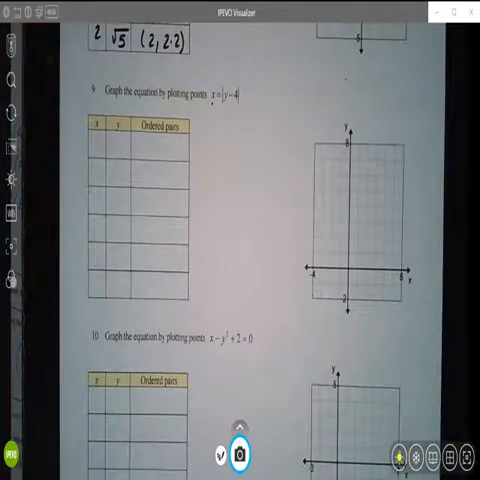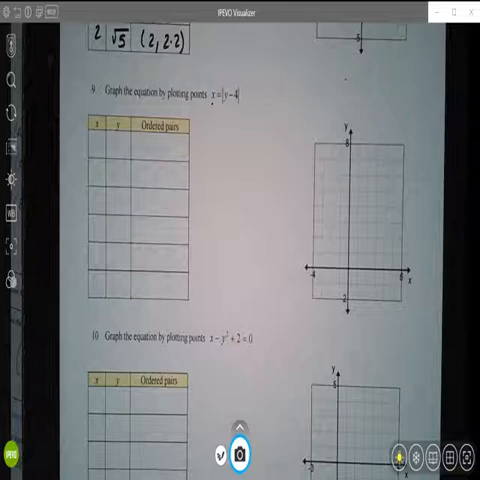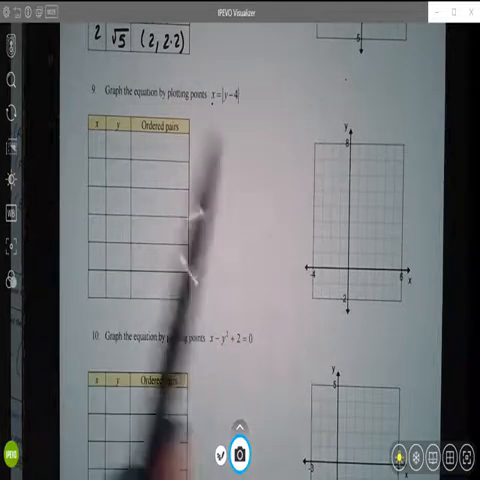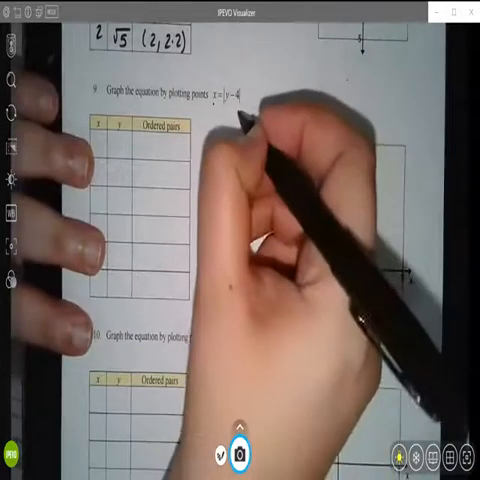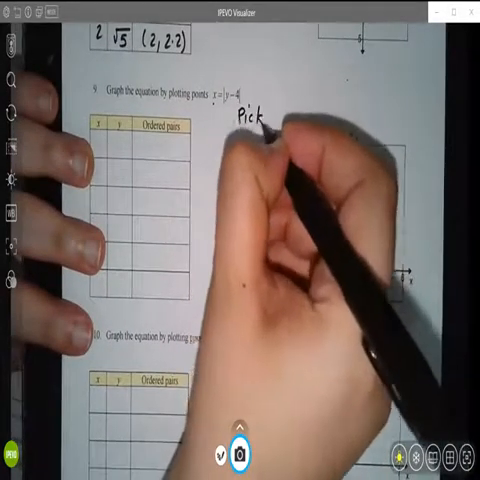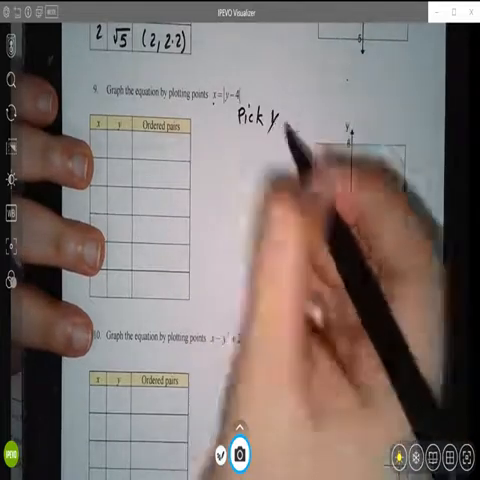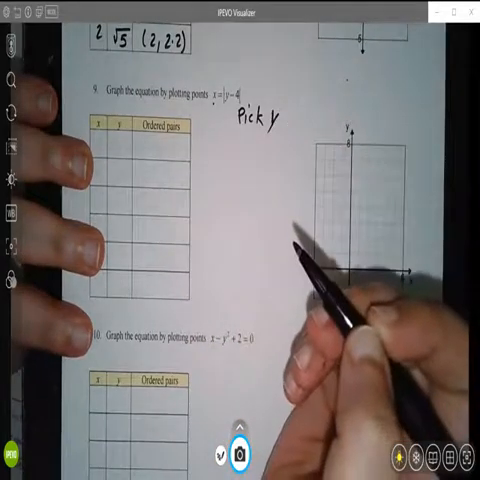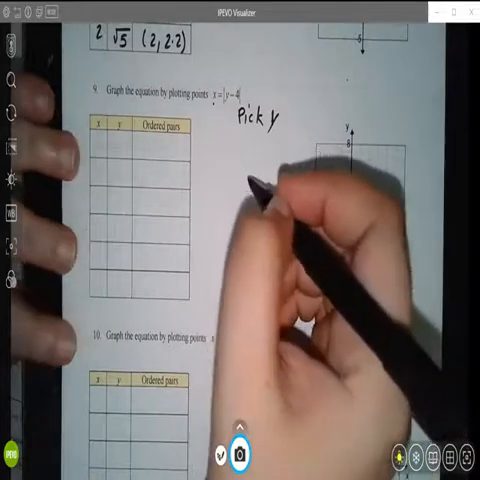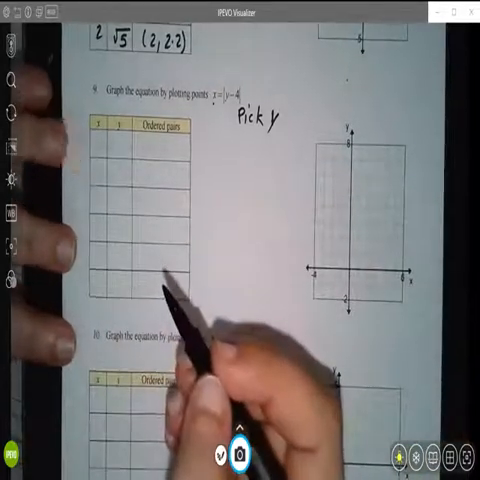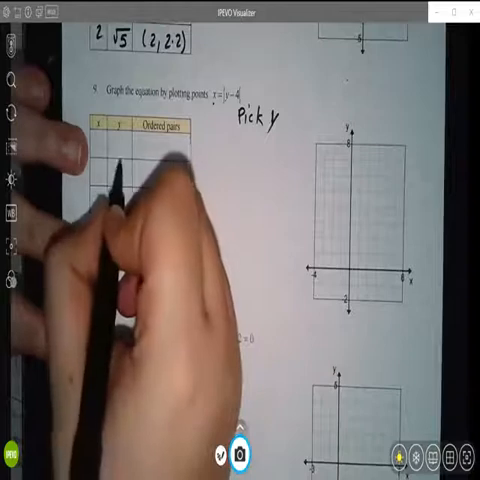So the independent one is the one you pick any number you want for, and you plug it in to find the other one. Okay? So we pick numbers for y instead of x this time. I wrote picky. All right. Now, we start at the y.